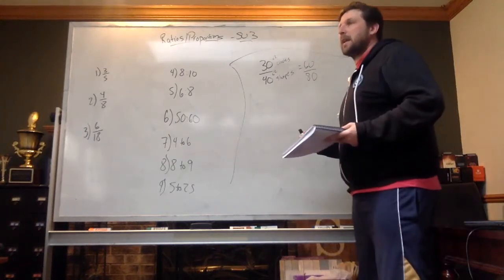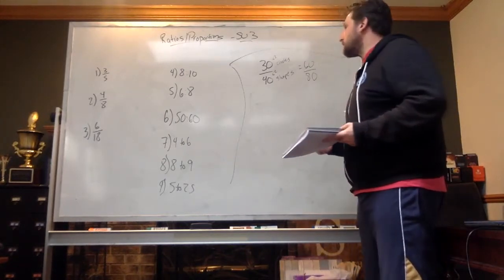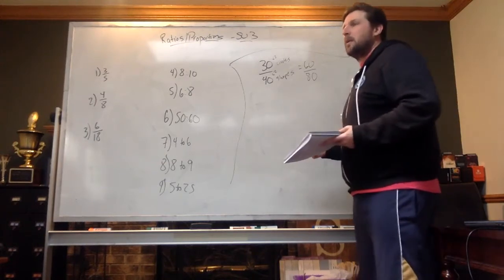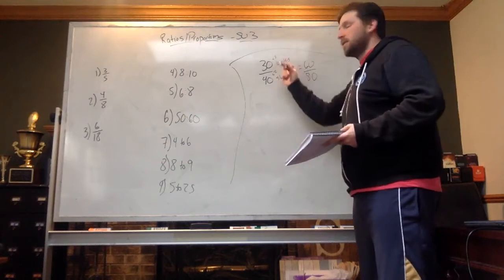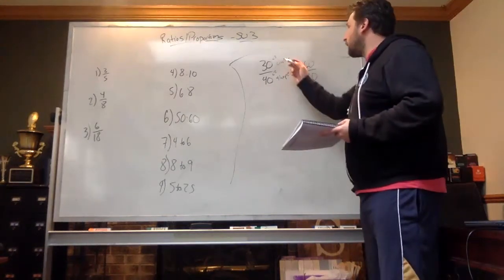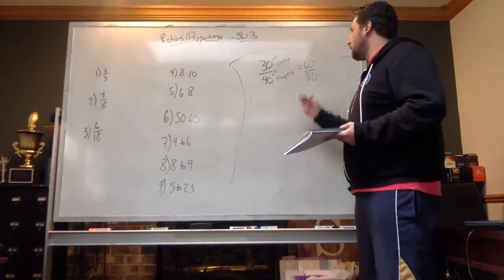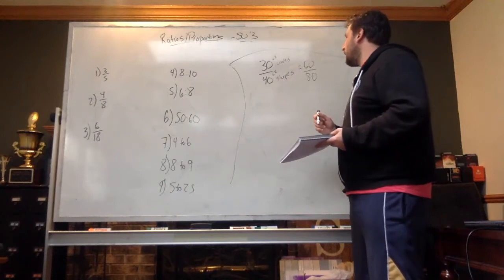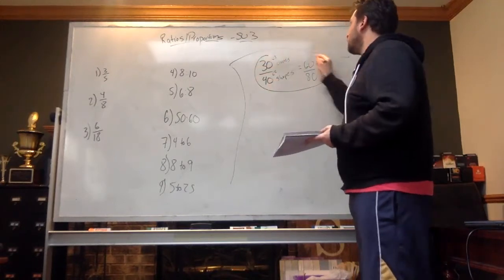It's almost like finding equivalent fractions in a sense. We learned about how we can find equivalent fractions. You can multiply a number or divide a number, as long as you do the same to the top and bottom. And that's what we're doing today. So if we have 30 circles and we times that by 2, now we have 60 circles. If we have 40 shapes, we times it by 2, now we have 80 shapes. So those two equal the same thing.